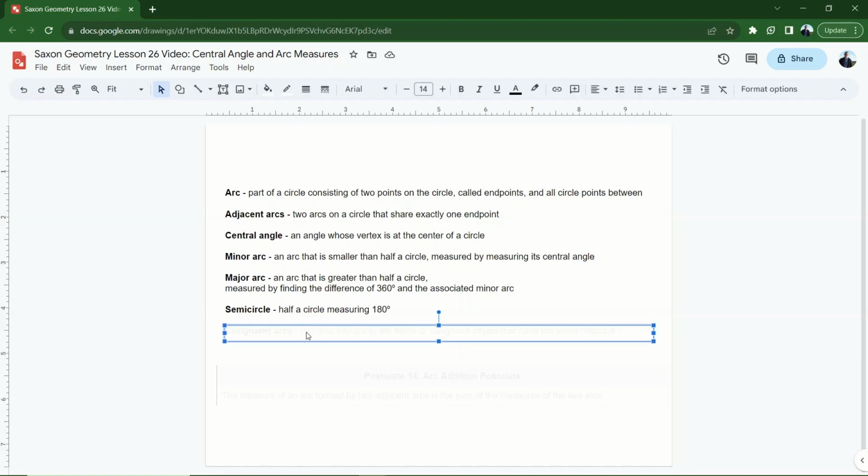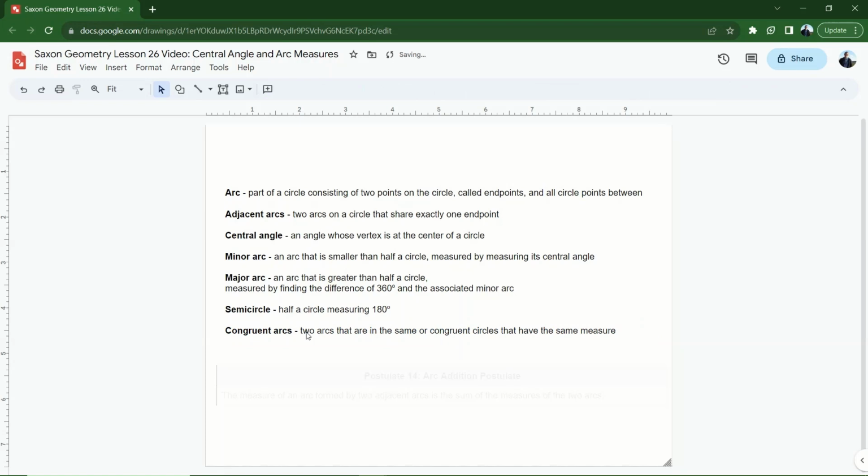And then lastly, when we talk about congruent arcs, what are we talking about? We're talking about two arcs that have the same measure. We measure around the outer edge of the circle. Two arcs that have the same measure, in the same circle or in congruent circles, are congruent. So that's what congruent arcs are.